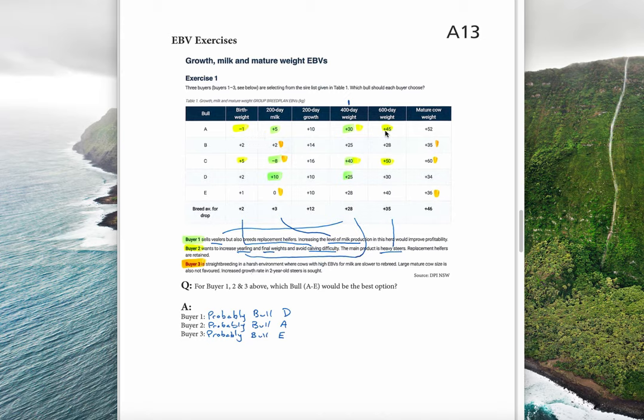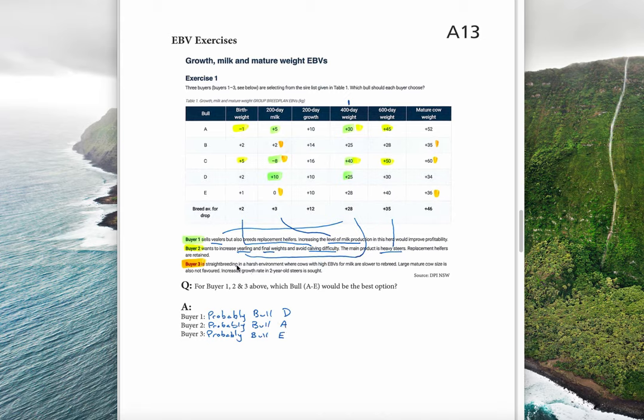So with our 600 day weight here, plus 45 is still good. Plus 50 is higher, but the birth weight is better, so the chances of having birthing difficulties is much lower. So I'm going to go with A there. So I said probably bull A.